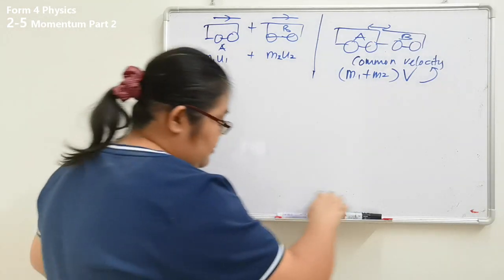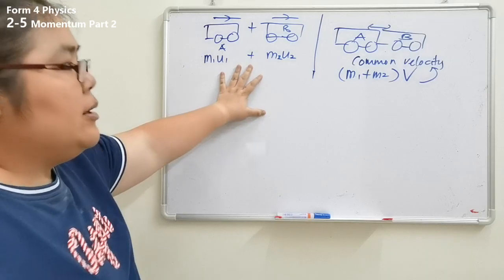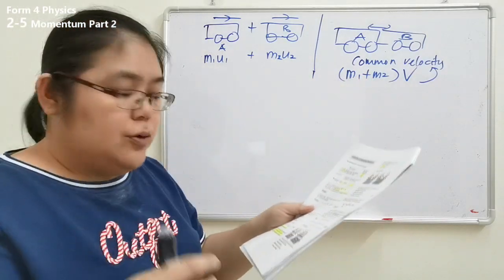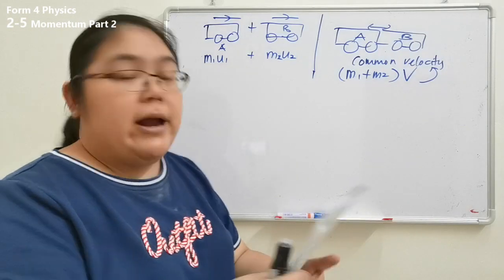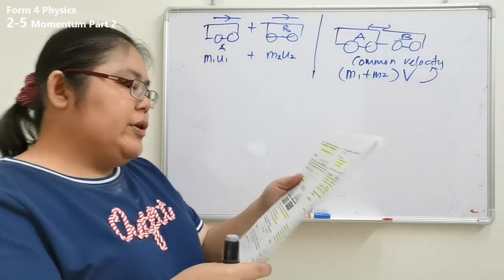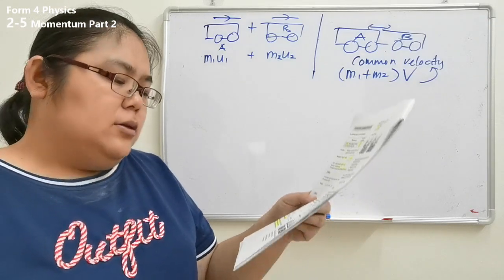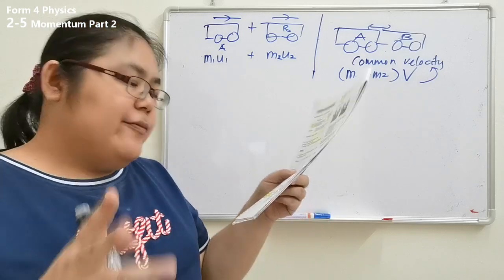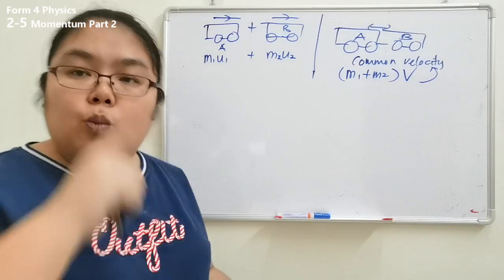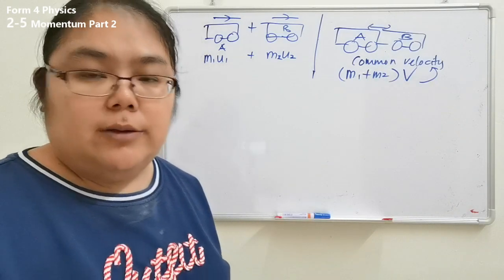Okay, so from here, before that, separate. Final, join together. Before I start to do the calculation, we need to know the characteristics. The first one we talked about already. Before collision, two objects are separate. After collision, both objects combine together with one velocity. The velocity we call common velocity.